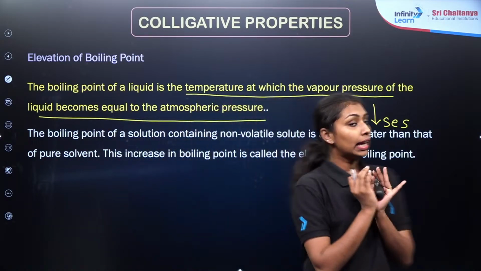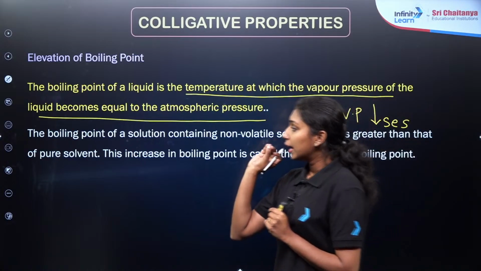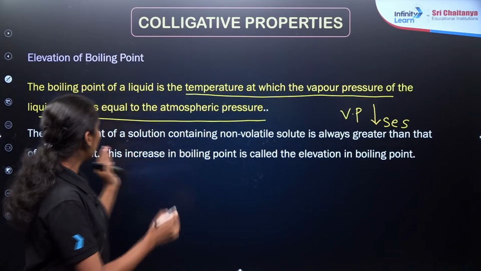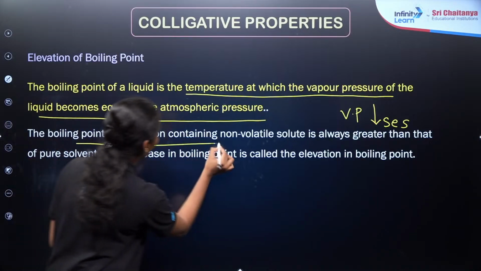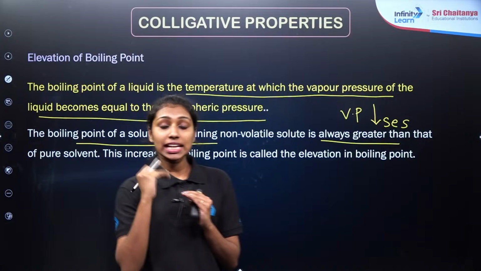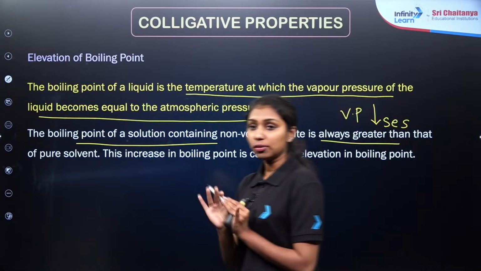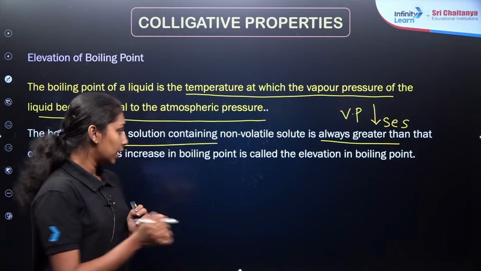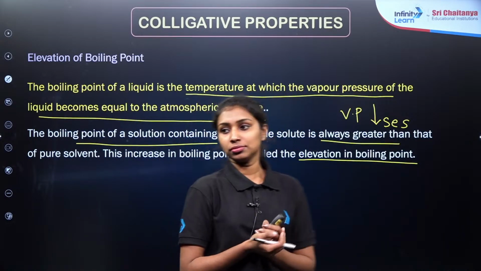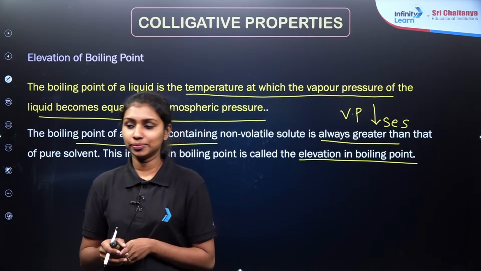So we can define it as: if you are adding any non-volatile solute to the solution, the boiling point of that solution is always greater than that of the pure solvent, right? That increase in boiling point is known as the elevation of boiling point, our next colligative property. Is that clear?